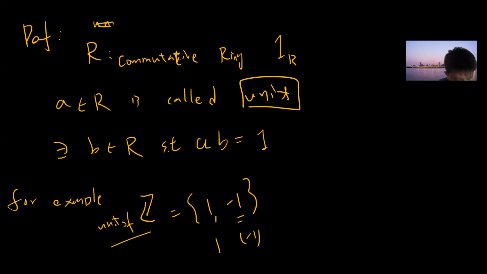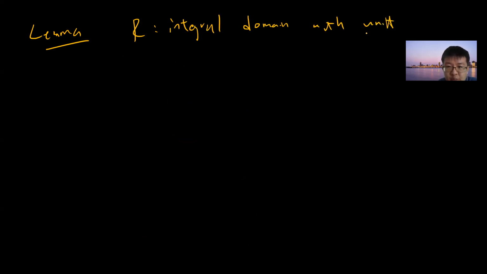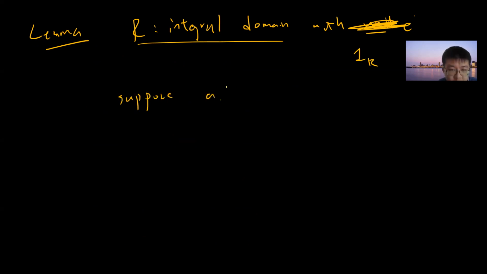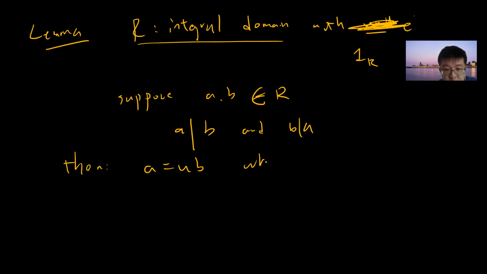Okay, so lemma. If R is an integral domain with identity, and suppose A and B belong to R, two elements such that A divides B and B divides A, then A is UB, where U is a unit.